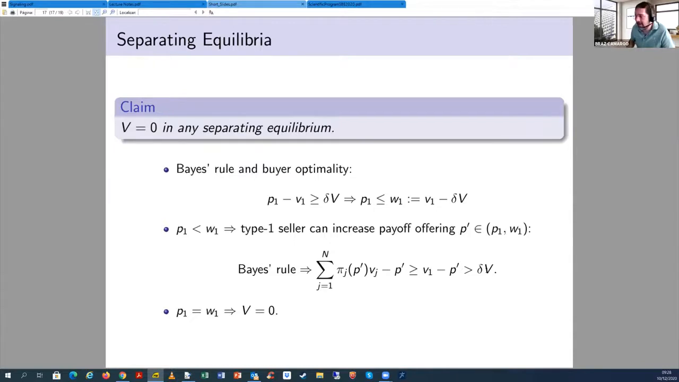Because of that, a type 1 seller can profitably deviate. If P1 is less than W1, I can slightly increase the price and trade at the higher price with probability 1. Of course, that means P1 less than W1 cannot be an equilibrium price. So it has to be that P1 is equal to W1. But if P1 is equal to W1, this is only possible if buyer payoffs are equal to 0.